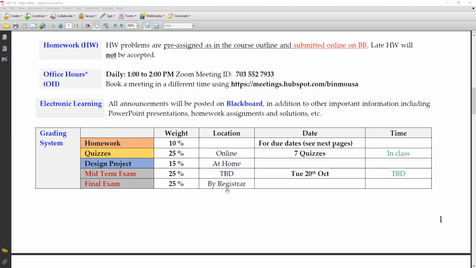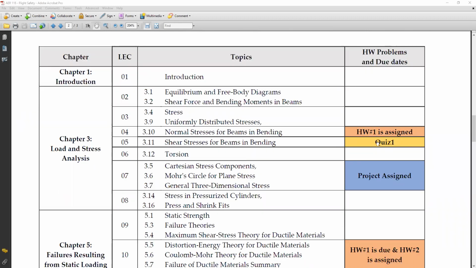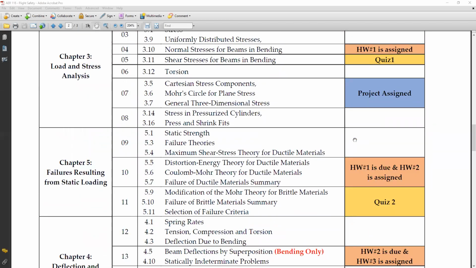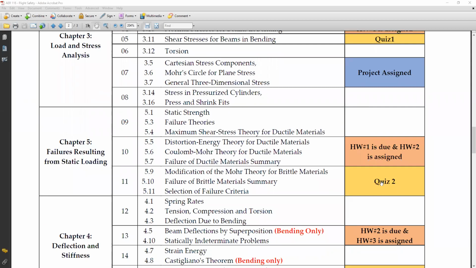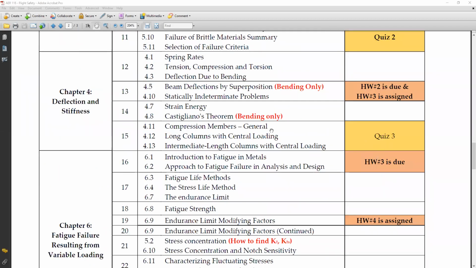So to be fair with you, look what I did. Today is our first lecture, so this is for lecture number one. And then 2, 3, 4. Lecture number 5 will have quiz number 1. In lecture number 4, homework 1 is going to be assigned. And then we have the blue, which is the project. The project will be assigned in lecture number 7, and when it is assigned, it means you can start working on it. Then we'll give you a gap, and then you will have quiz number 2. Homework 1 is due and homework number 2 is assigned. Then we'll have a gap, then homework 2 and 3. And then we will have quiz number 3.